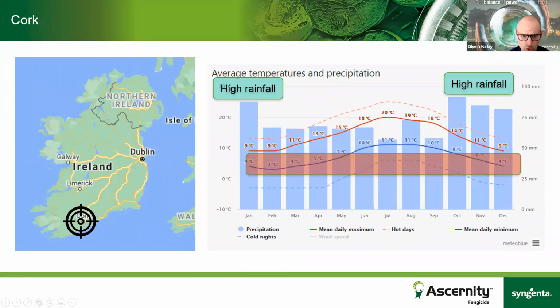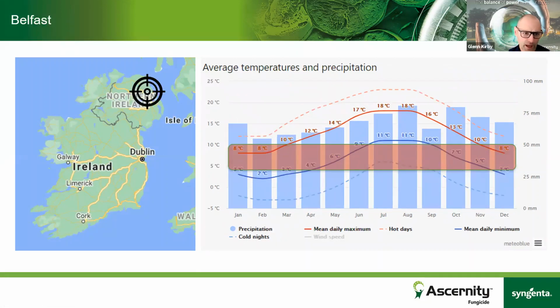If we go down to Cork, we've got a very similar pattern, breaks a little bit more in your favour, but still high rainfall through the difficult months of October, November, December and January. And if we pop up to Belfast, again, similar pattern. You are in that period for a decent amount of time, not quite as much rainfall as Galway and Cork, but you are still getting leaf moisture issues.